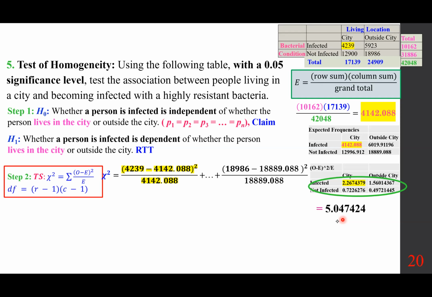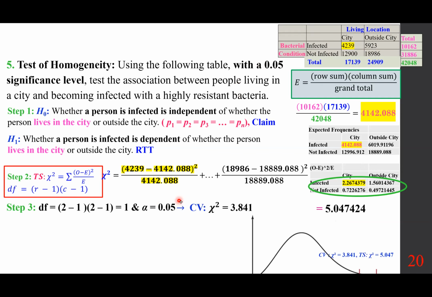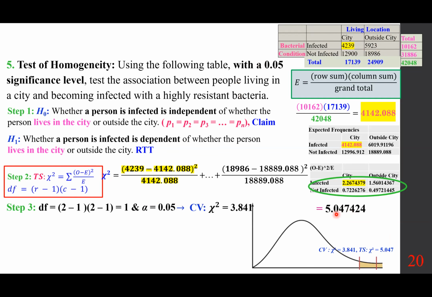Degrees of freedom is R minus 1 times C minus 1. You have only two columns, two rows. So 2 minus 1 times 2 minus 1, that's 1. Alpha is 0.05. Remember, most of the time it is 0.05. The critical value becomes 3.841. We have seen it. And therefore, if we go with the graph, this number that is calculated as a test statistic is way larger than the critical value of 3.841. It puts us way into the rejection region. Therefore, we are going to reject H0. We are going to reject independence.